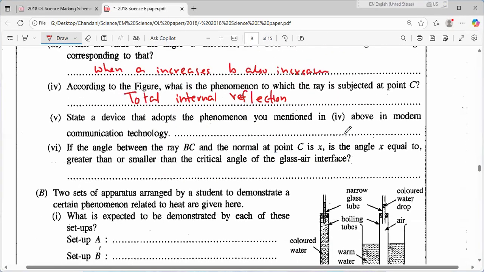Okay. And the fifth one: state the device that adapts the phenomenon you mentioned in the fourth, total internal reflection, in modern communication technology. That is the optic fibers. This one we are using in optic fibers.